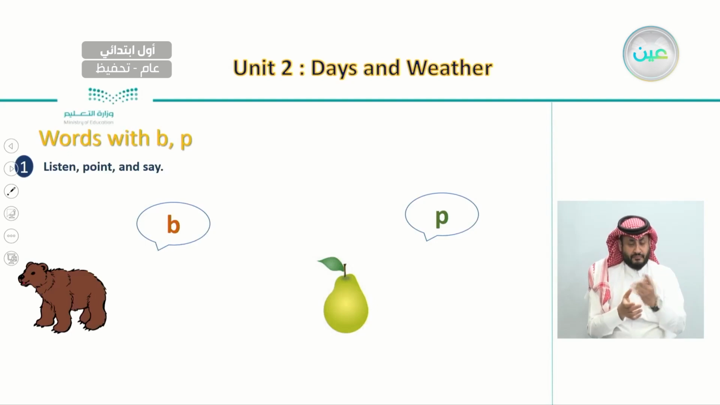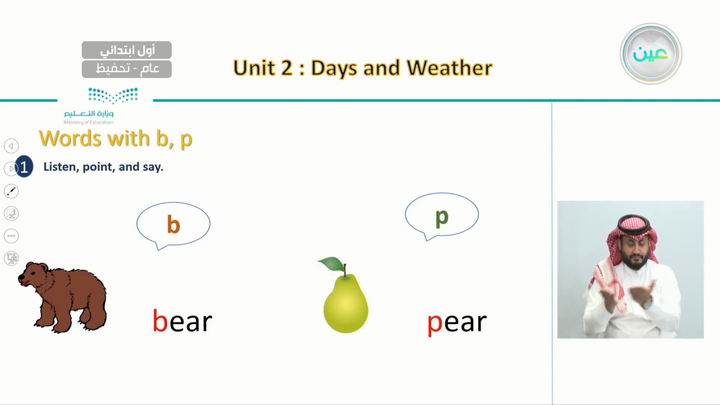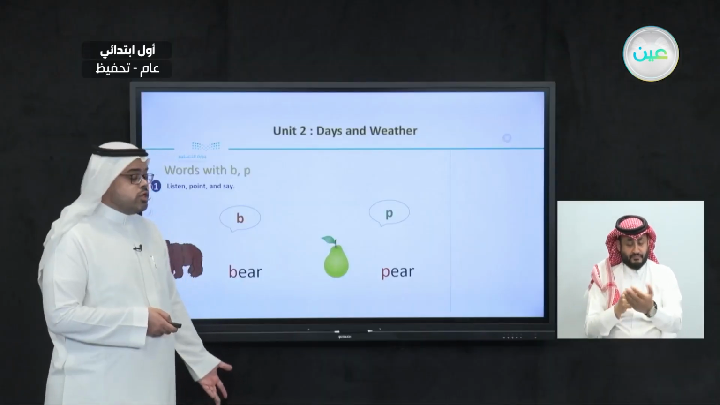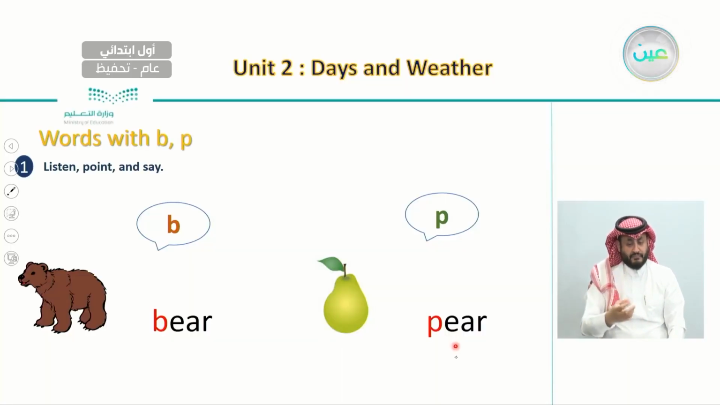Now the first exercise we have on page 28 is that we're going to practice words with B and P. We're going to listen to these words, point to them, and I would like you to say them after me. So let's start first with the word that starts with B, which is the word bear. Bear. Say after me. Bear. Very good. And the other word that starts with the letter P, which is pear. Pear. Say after me. Pear.